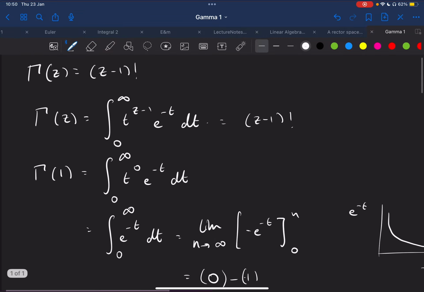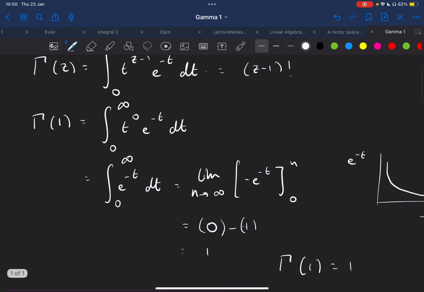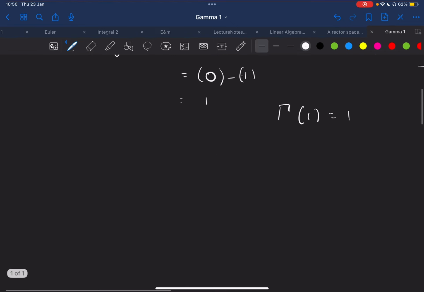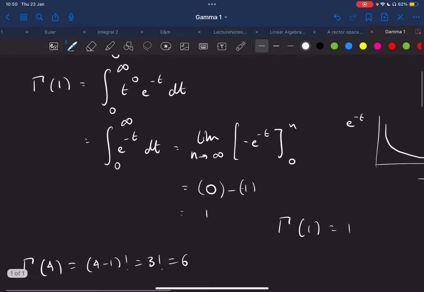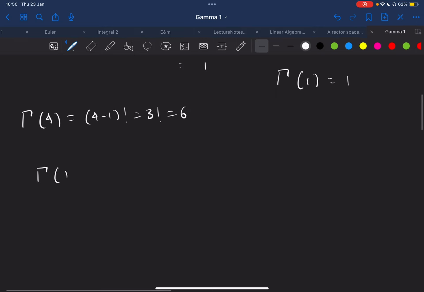Interesting. So now let's go up a few numbers, and let's look at gamma of, let's go with 4, because that's going to give us 4 minus 1 factorial, 3 factorial. So we should be expecting 6 as our answer here. So let's look. Gamma of 4 is equal to the integral between infinity and 0 of t to the z minus 1, so 4 minus 1 is 3, e to the minus t dt.